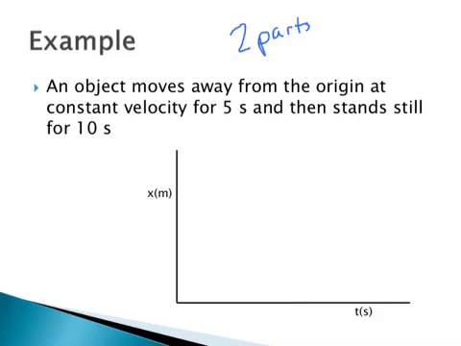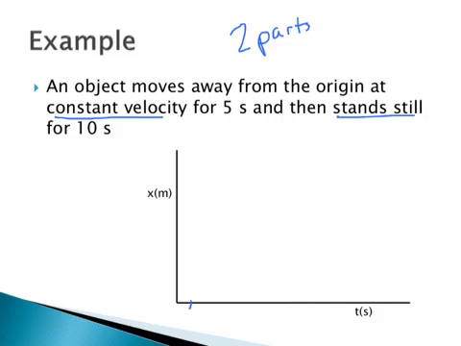each individual part. So in this problem, we have an object that moves away from the origin at constant velocity for 5 seconds and then stands still for 10 seconds. Okay? So notice how you have constant velocity and then standing still. So we have two different types of motion all in one situation. So what I want you to do in this type of problem is break this in half. I want you to draw first the first 5 seconds.